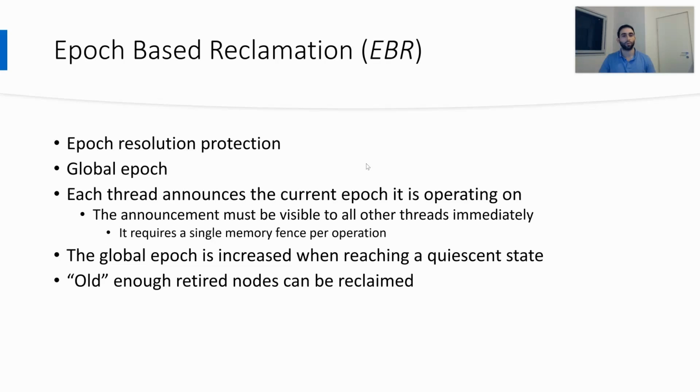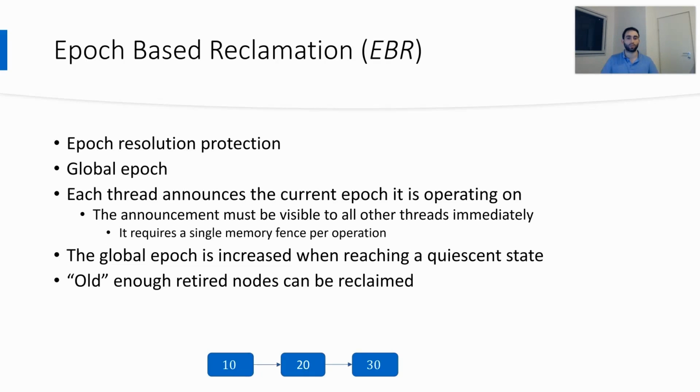The global epoch is advanced each time a quiescent state is reached, which is defined as a time by which all threads lost their references to the data structure at least once. A retired node will be reclaimed only when the global epoch has advanced enough times since its retirement time.